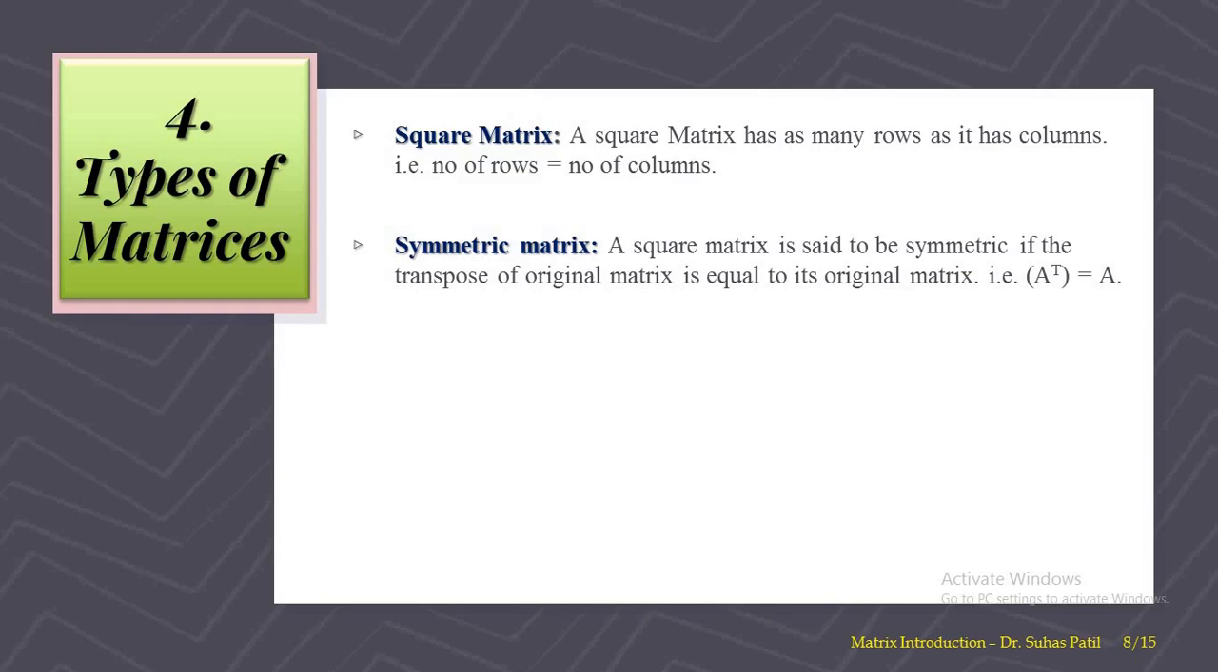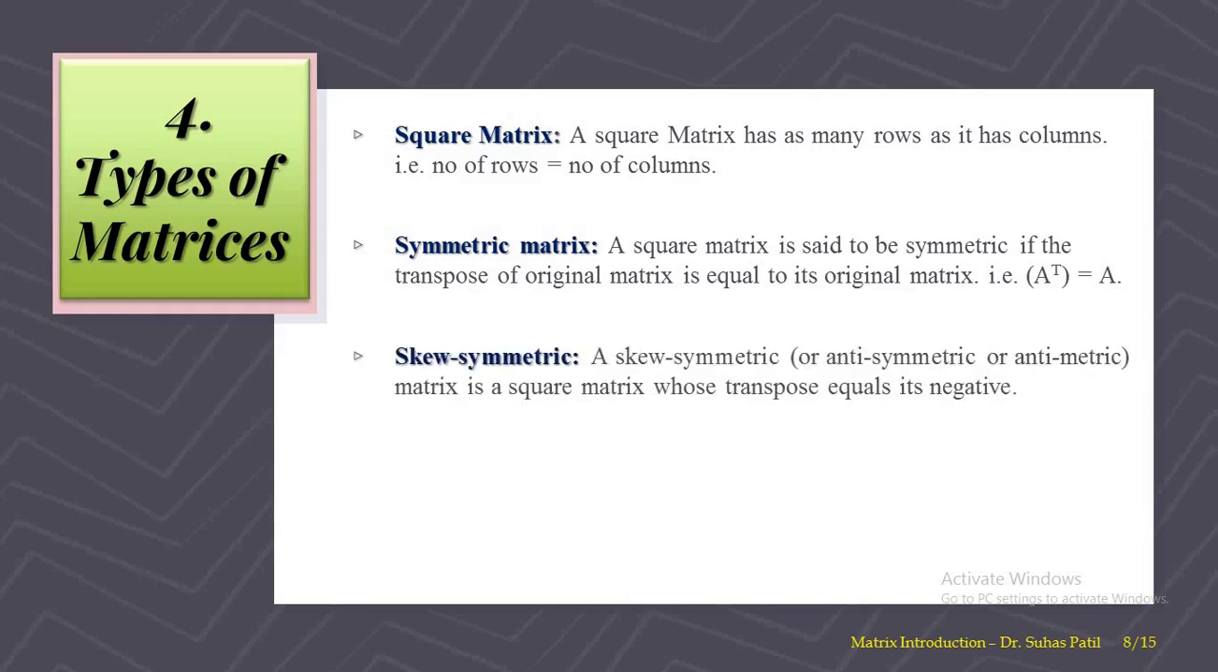Then second, the symmetric matrix. Here, a square matrix is said to be symmetric if the transpose of the original matrix is equal to its original matrix. That is, A^T = A. Here A^T is nothing but the transpose. So A^T = A is the symmetric matrix.